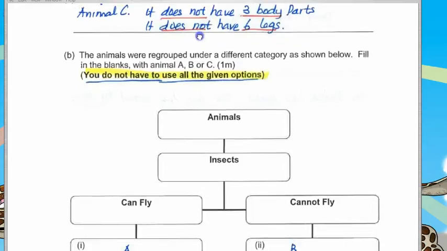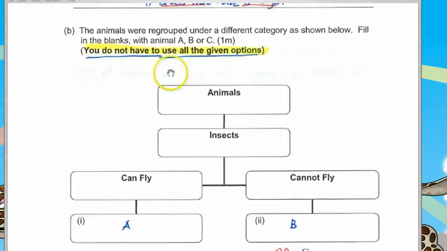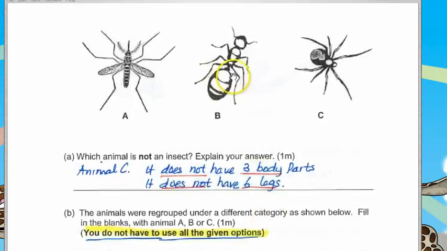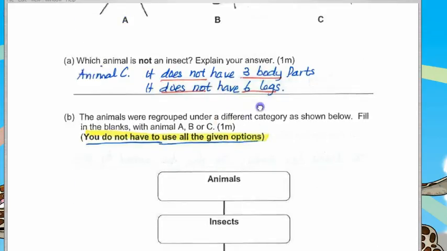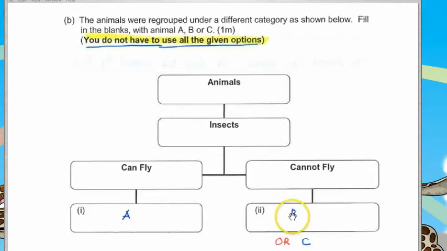Let's carry on. Now in B, the animals will be regrouped under different categories here: can fly, cannot fly. So over here, A can fly. Make sure you see according to here. This one has wings, it can fly. These two cannot fly. So just put one, that will do. Either B or C cannot fly. It's okay, you need not put B and C together. Just one will do, you see. You do not have to use all the options given.